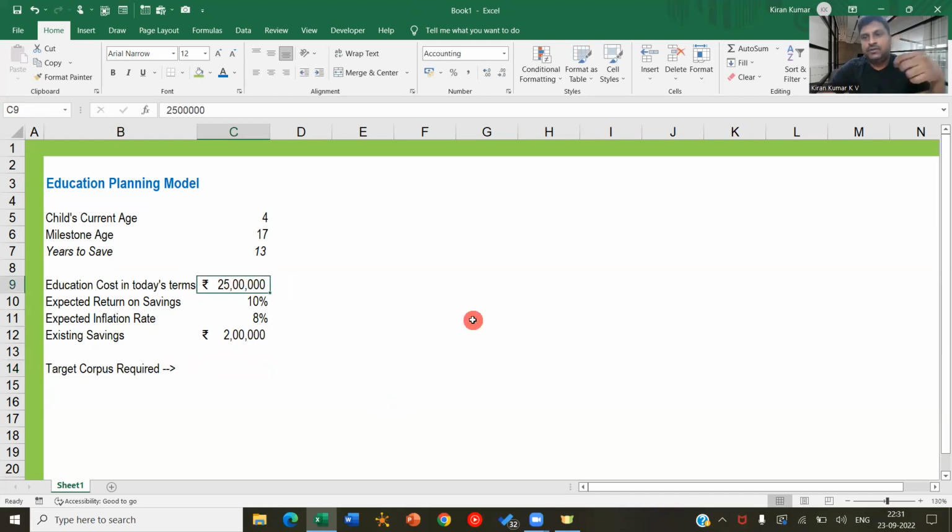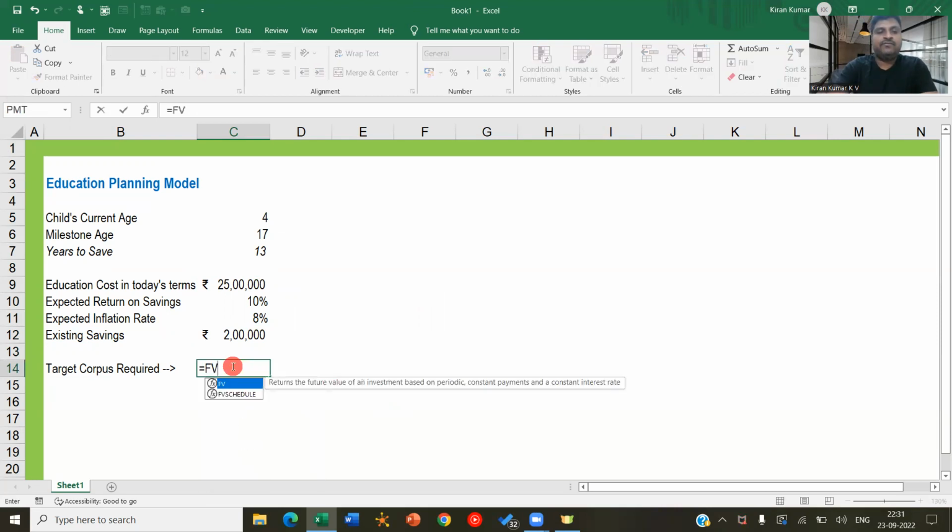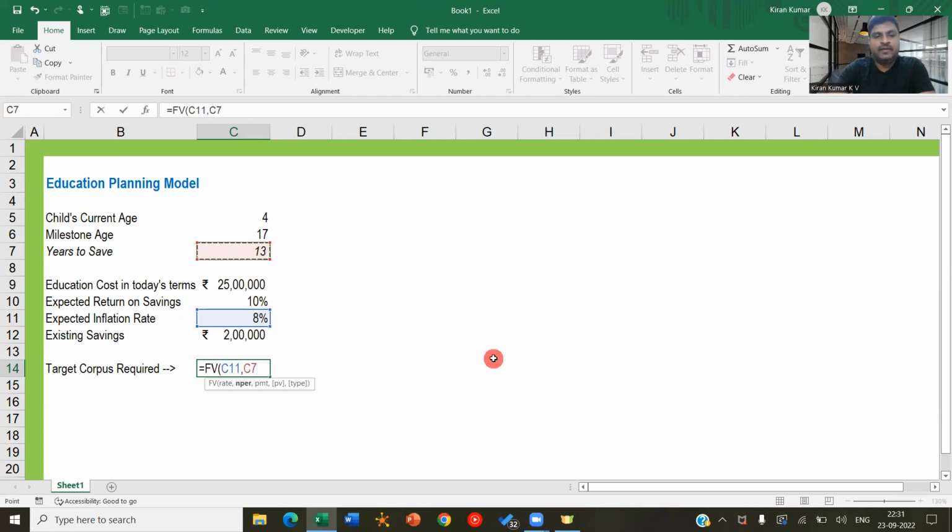Target corpus required would be, see, 25 lakh is at today's cost. Add the inflation rate of 8% for every year and compound it. So for that, we use a function called FV, future value, in Excel, which requires around 3 inputs to start with. So the percentage rate at which the education cost is expected to grow is around 8%. And how many number of periods do we have? We have around 13 years. All right. And PMT will be 0. That is, is there any annual amount? No, there is no annual amount. And the PV amount, the present value amount, would be around 25 lakhs.